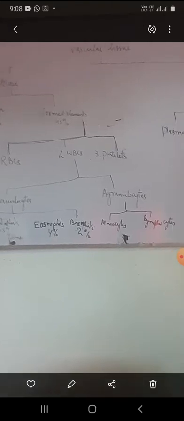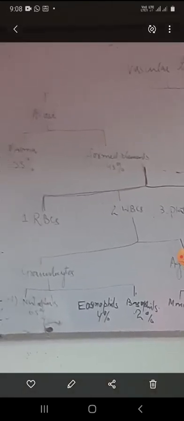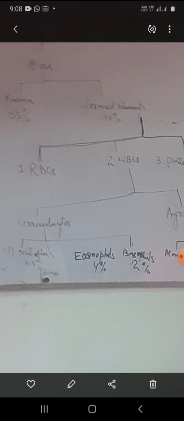Now let's see the types of the vascular connective tissue. Vascular connective tissue is further divided into blood and lymph. Let's first take blood. Blood is made up of plasma and formed elements. Plasma constitutes 55%, while formed elements constitute 45%.